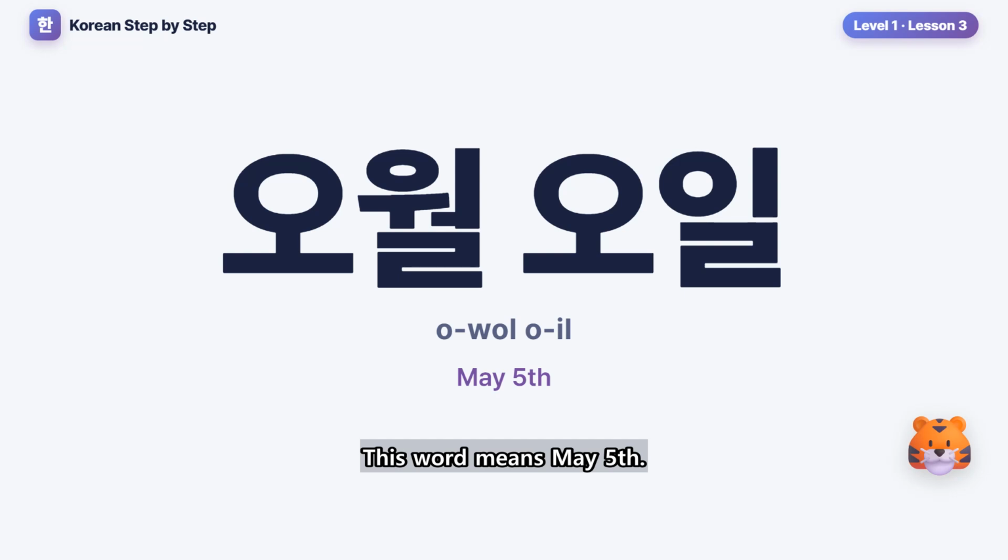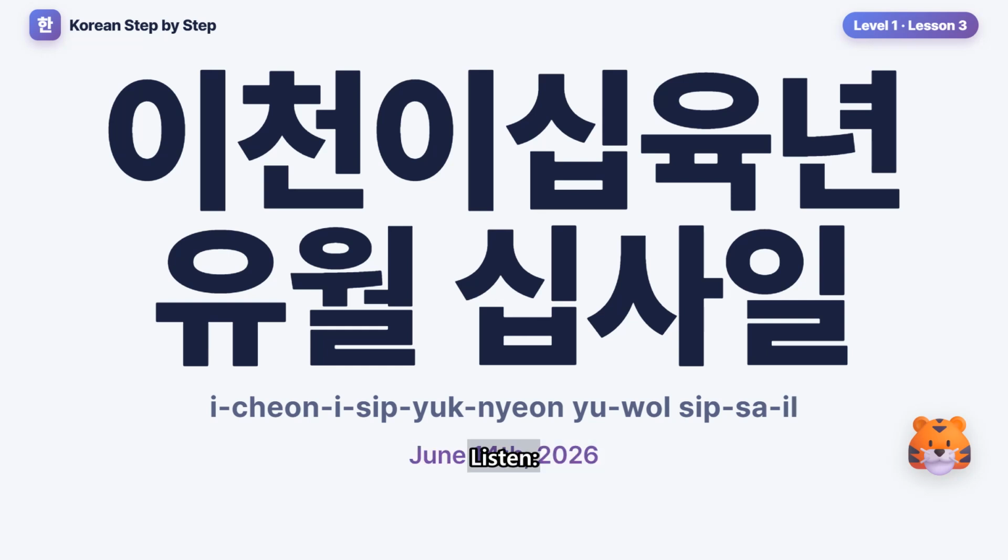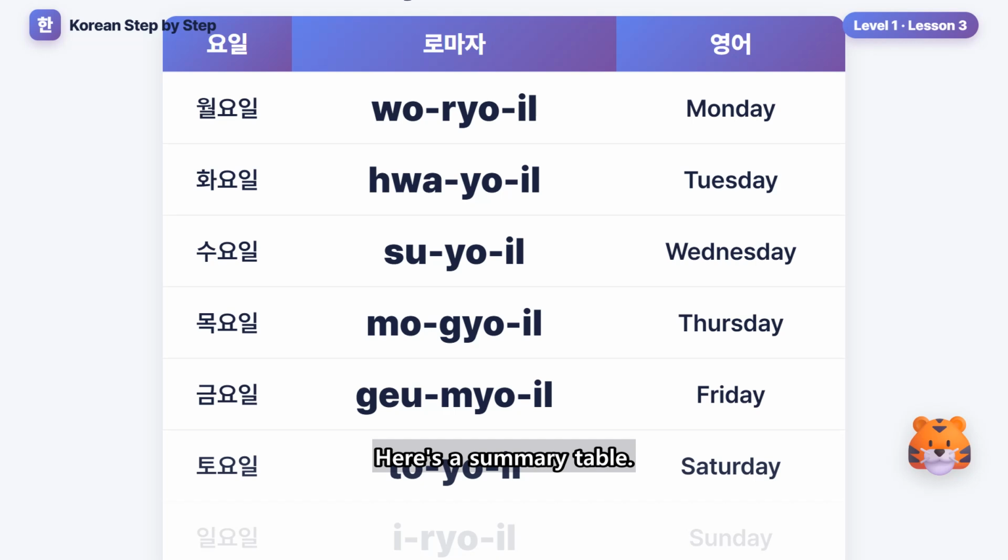This word means May 5th. Listen. 5월 5일. 2026년 6월 14일. Here's a summary table. Let's read the examples. 월요일, 화요일, 수요일, 목요일, 금요일, 토요일.